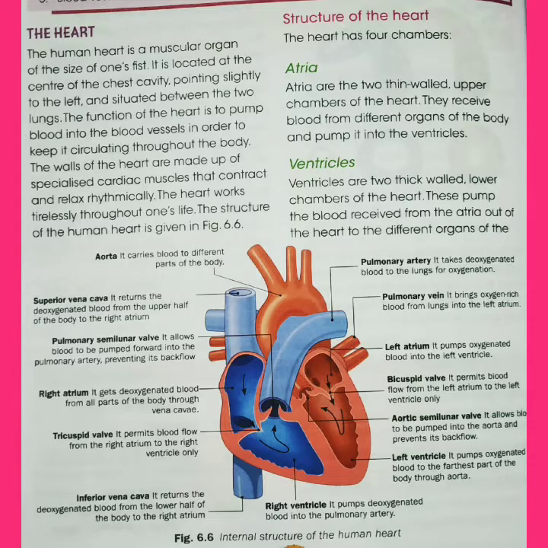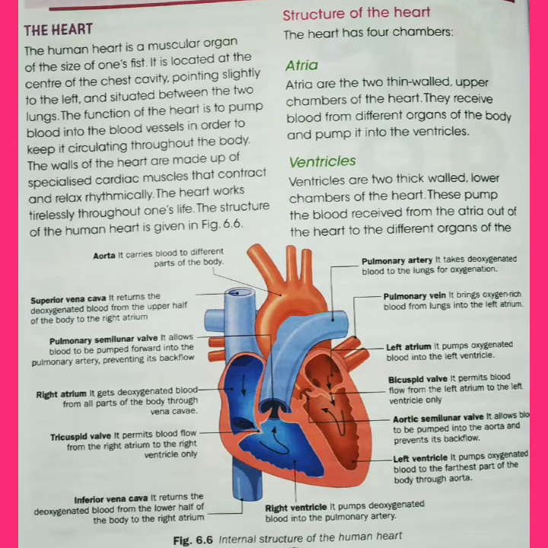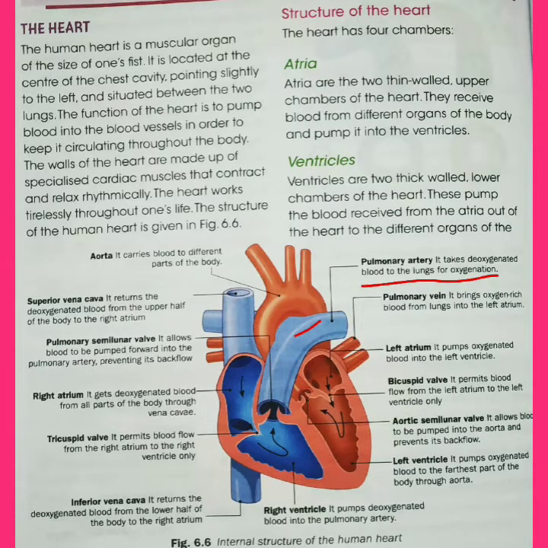It has various parts. So here this one is the pulmonary artery. So what is its function? It takes oxygenated blood from the heart to the lungs for oxygenation. Next is pulmonary vein, and it brings oxygen rich blood from lungs into the heart, into the left atrium.